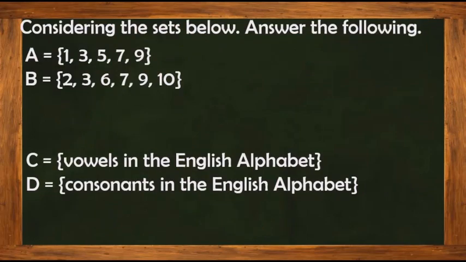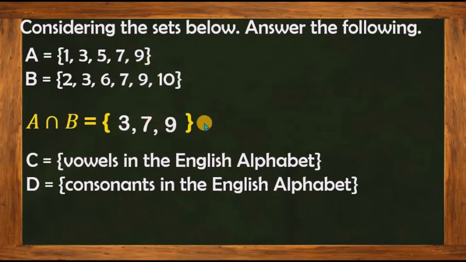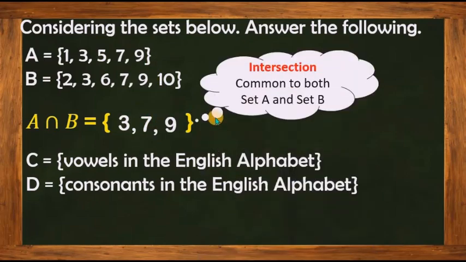Okay, so let's try to give more examples. Let's consider the following sets below and look for the intersections of these sets. Let's start with set A and set B. Again, when we are looking for the intersection, we are just looking for the common elements. So it is obvious that set A and set B have both 3, 7, and 9. Therefore, this is the intersection of A and B, because these are the elements that are common to both set A and set B.